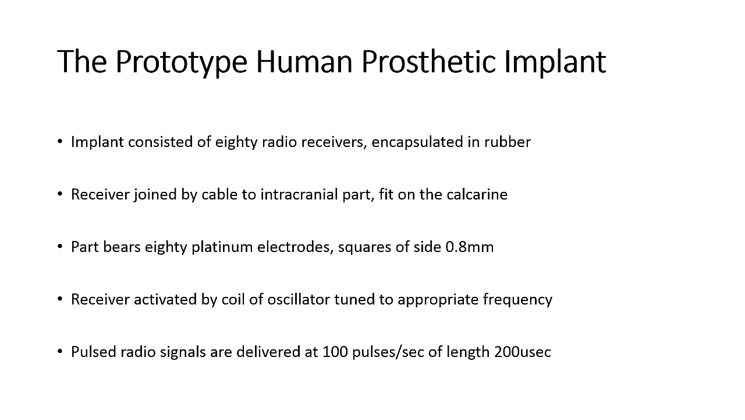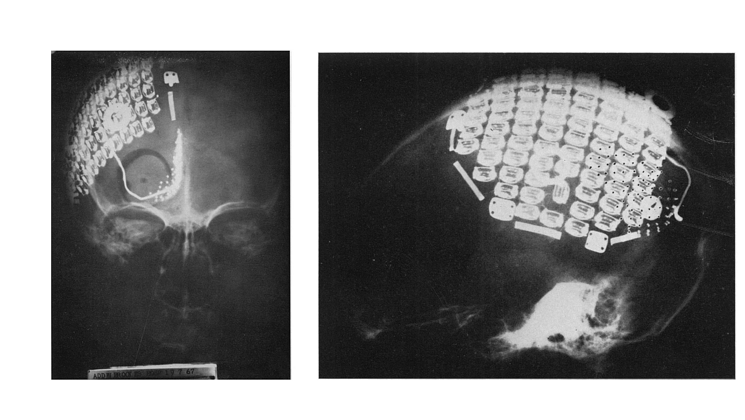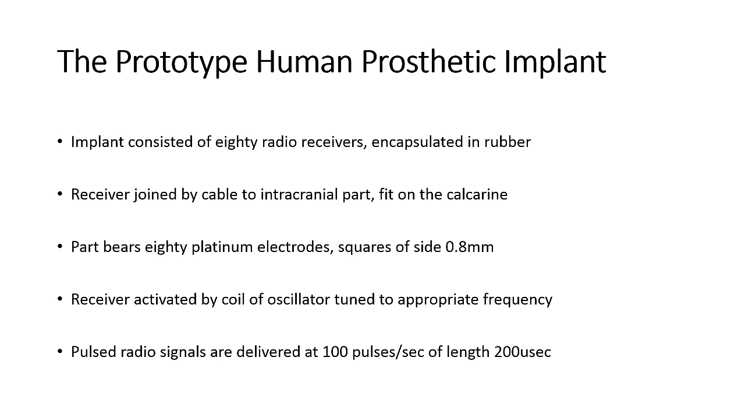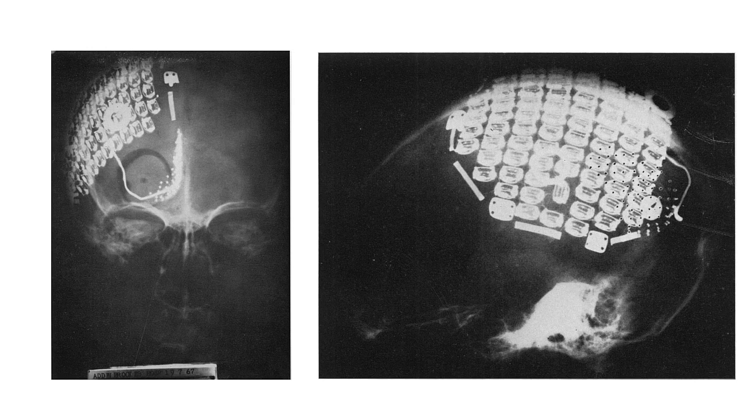The prototype human prosthetic implant. This implant consisted of 80 radio receivers encapsulated in rubber, and the receiver was joined by a cable to the intracranial part fit on the calcarine. As can be seen in this figure, the transmitting coils are what can be seen on the right and the left and top of the skull, and the cable can be seen joining them to the 80 platinum electrodes within. The receiver is of course activated by the coil of the oscillator, and radio signals are pulsed.